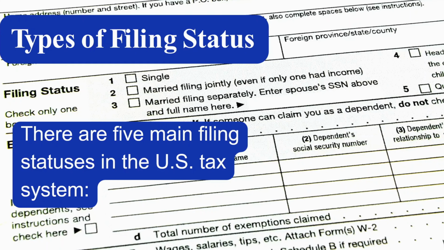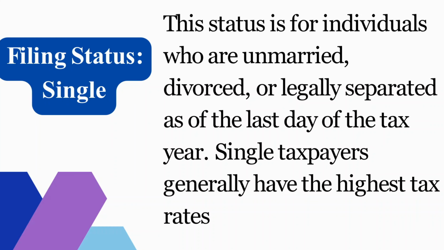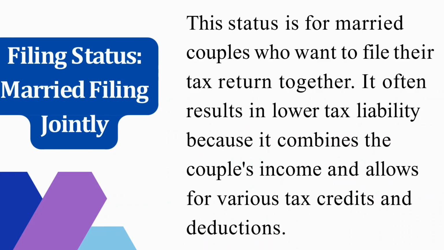In the US tax system, basically there are 5 main tax filing statuses. One is single. This is for individuals who are unmarried, divorced, or legally separated as of the last day of the tax year. Single taxpayers generally have the highest tax rates. The second option is for married couples who wish to file jointly. In this case, both will be responsible jointly and individually for the tax and any interest or penalty due. It often results in lower tax liability because it combines the couple's income and allows various tax credits and deductions.